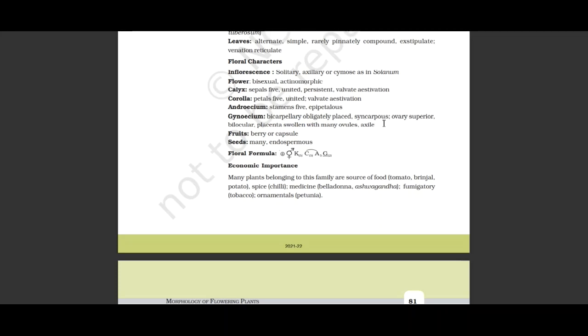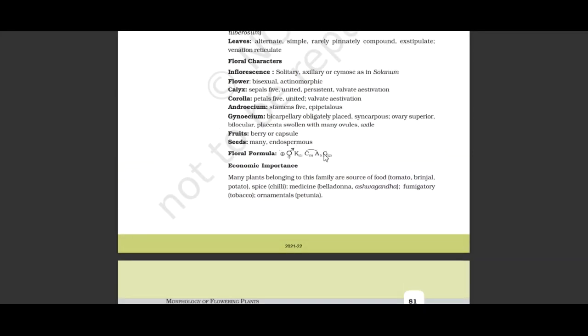obliquely placed, syncarpous, ovary superior, bilocular, placenta swollen with many ovules, axile. Fruit is berry or capsule, seed many, endospermous. Floral formula. You have to remember the floral formula. From this, you can get the figure.